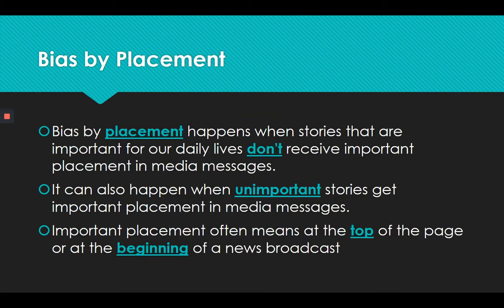The second type of bias is bias by placement. Bias by placement happens when stories that are important for our daily lives don't receive important placement in media messages. It can also happen when unimportant stories get important placement in media messages. Important placement often means that it is at the top of the page or at the beginning of a news broadcast.